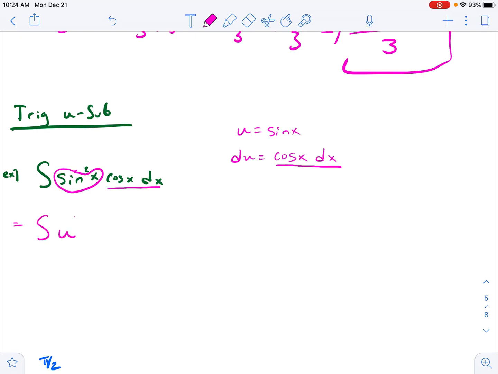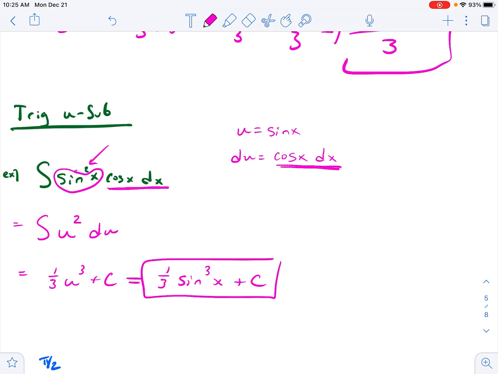So u was sine, that's being squared here. Cosine x dx is my du. This will become 1/3 u cubed plus c, and then subbing back in for u, we get 1/3 sine cubed x plus c. Go ahead, take the derivative. If you do, you use the chain rule. Well, the 3 swings down and cancels. Sine squared x times the derivative of sine, which is cosine, exactly what we started with inside the integral.